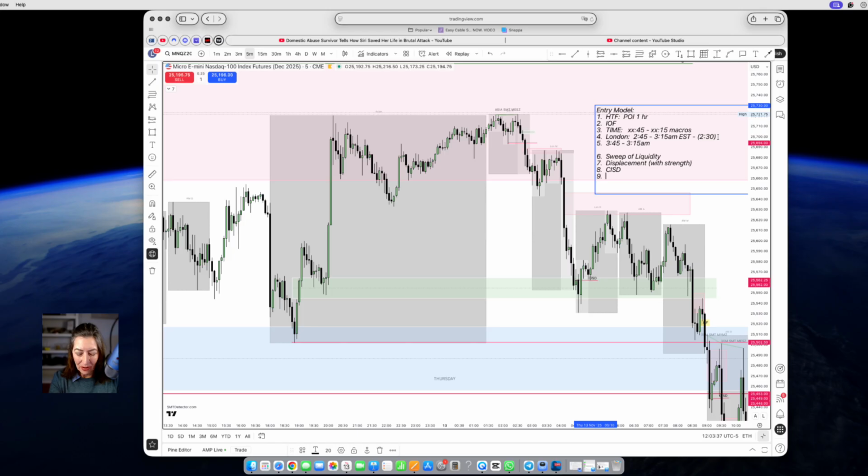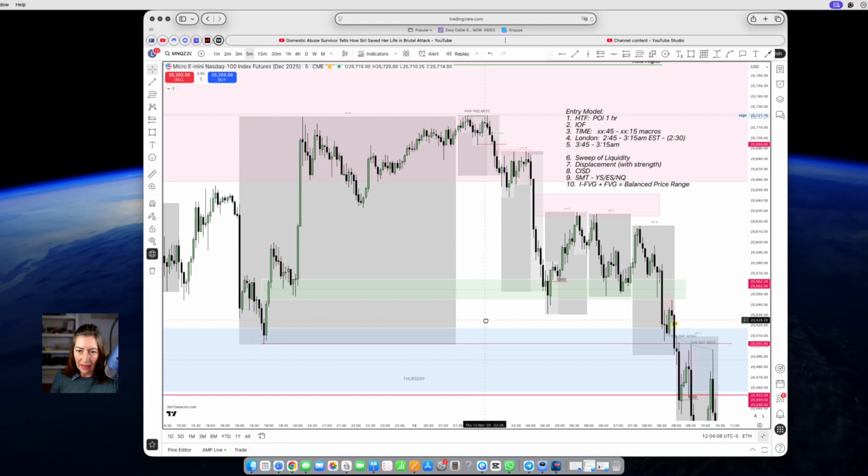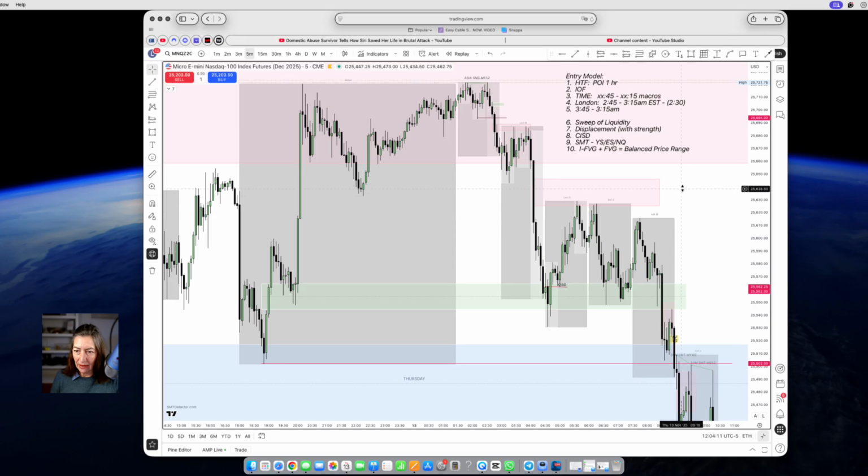Then I am looking for an SMT, and that is a correlation in asset movement between YM, ES, and NQ. And then I am looking for, and this is key, an inverted fair value gap overlapping or very close to a fair value gap, which equals a balanced price range. All right, what does all that mean? Well, this was an absolutely perfect setup today. So let's check this out together.